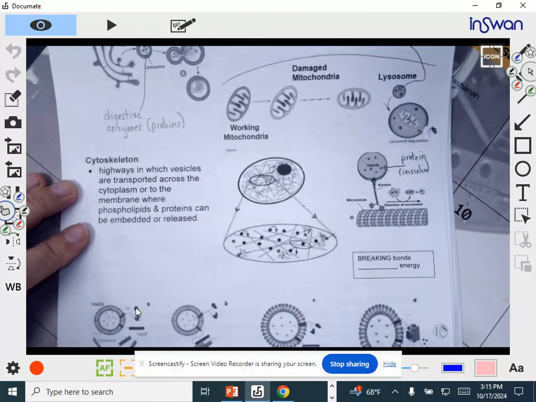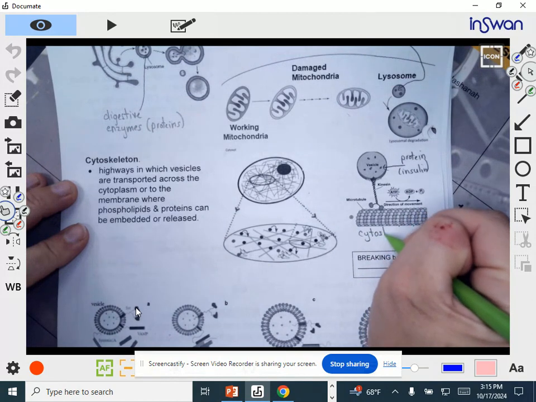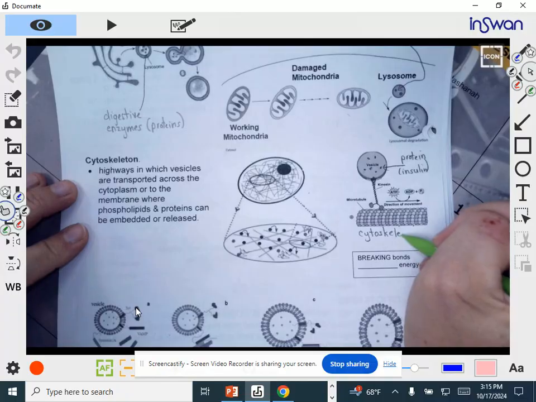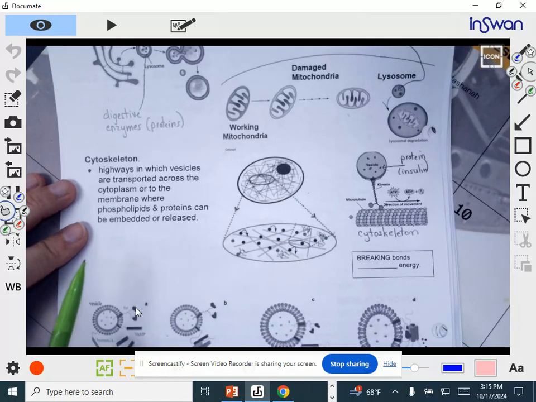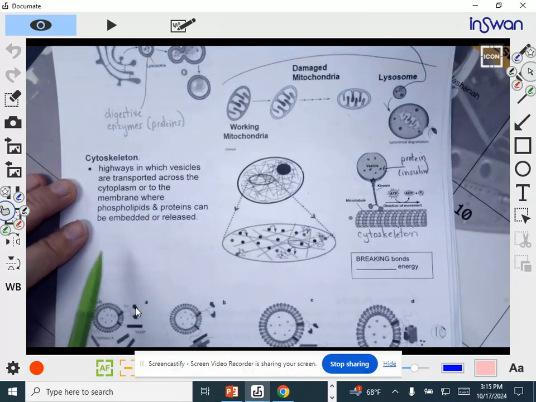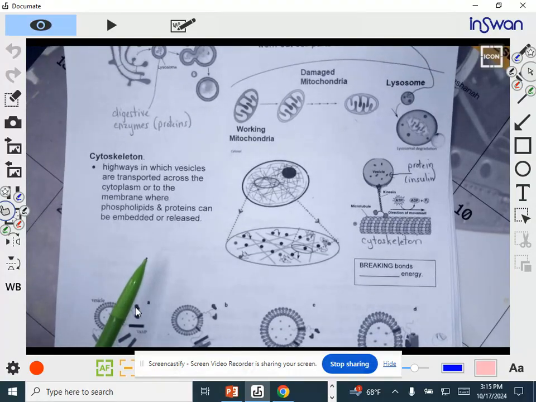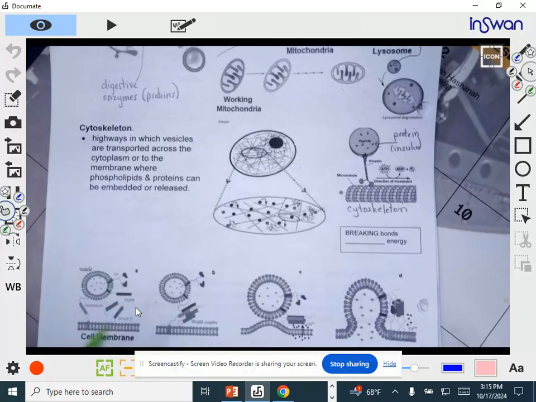And again, the cytoskeleton, sometimes they zoom in and they look like big tubes. The cytoskeleton. Sometimes they just draw them as kind of skinny lines, and they might show little vesicles being moved along. But that's the job of the cytoskeleton, is it kind of creates these highways where molecules like proteins can be moved from one cell part to the other, okay?